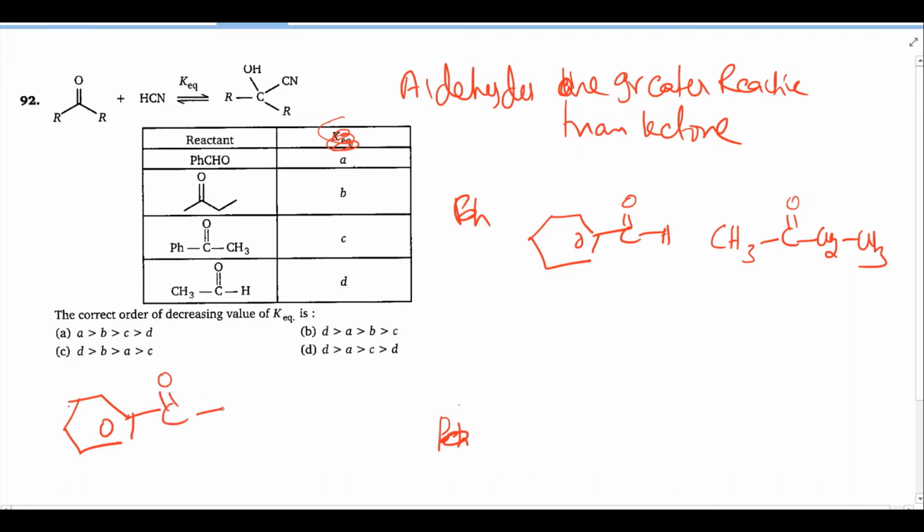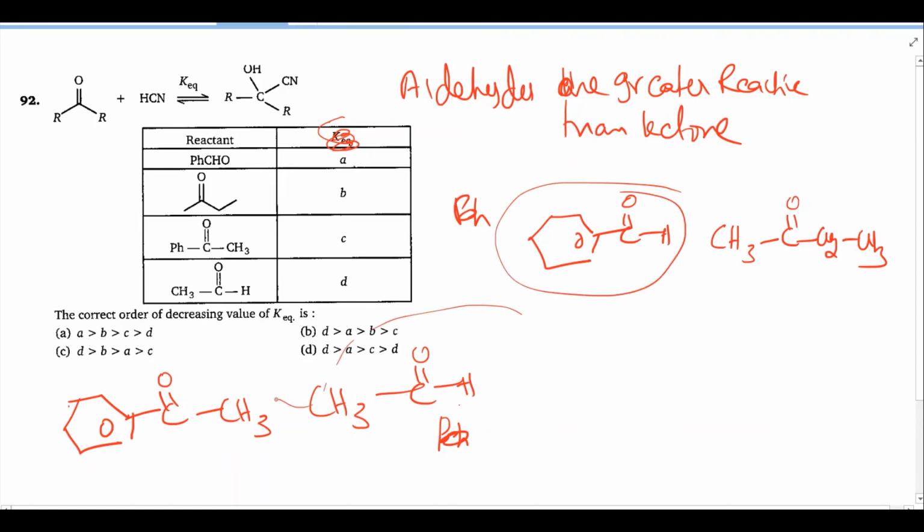Okay, C double bond O, CH3. The next one is CH3, C double bond OH. First of all, aldehydes are more reactive, meaning this and this are more reactive than this and this. So this is actually pH, this is A. This is B as per the question. This is C, and this is D.